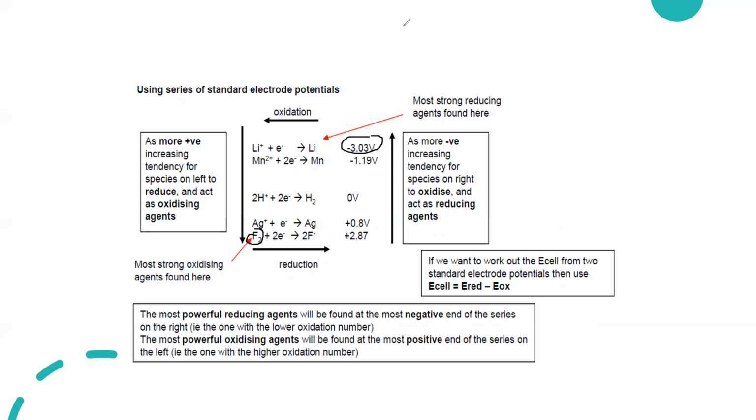So if we want to find the more powerful reducing agents, where we can find them is at the most negative end of a series, on the right-hand side. And if we want powerful oxidizing agents, where we can find them is at the most positive electrode end of a series, and they are on the left-hand side. Is it clear? Any doubt in this part?